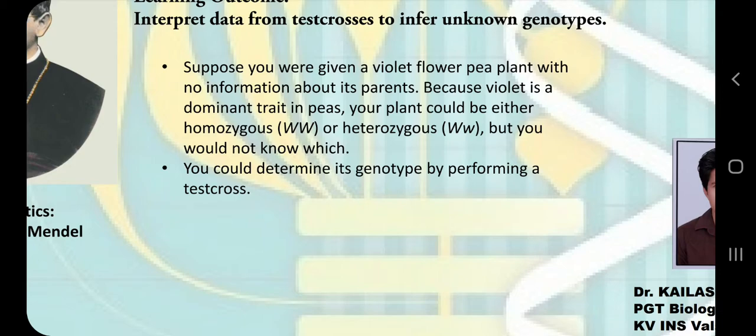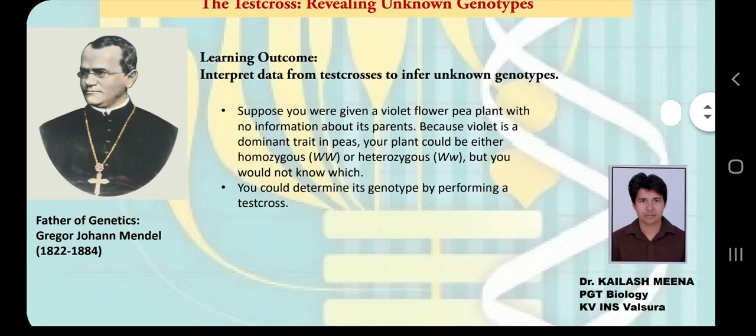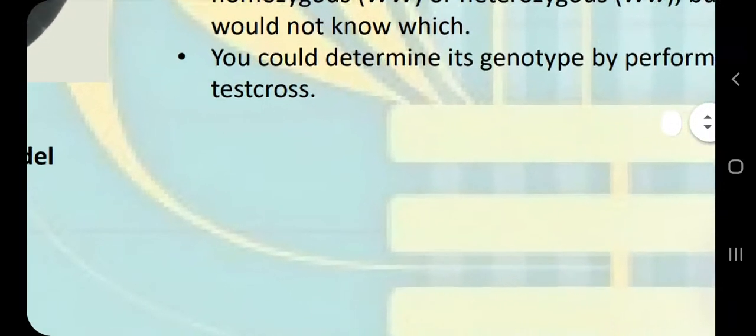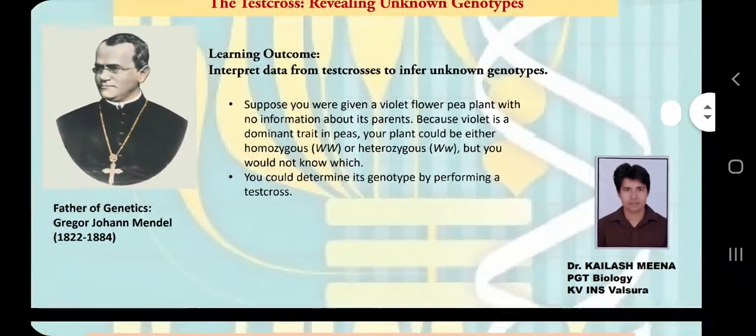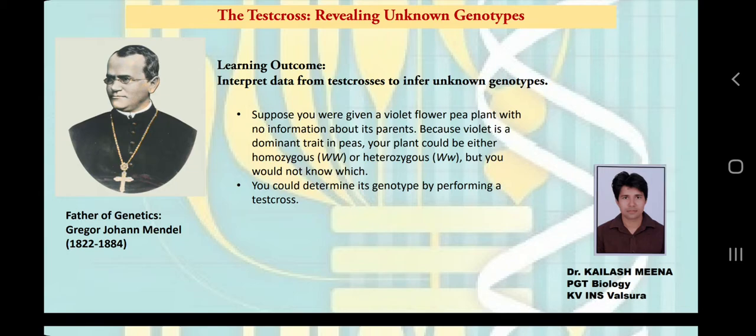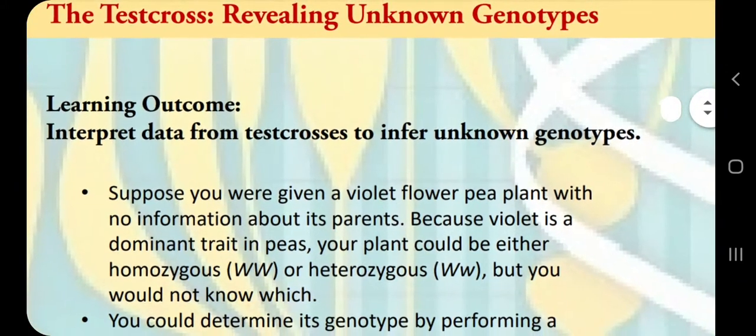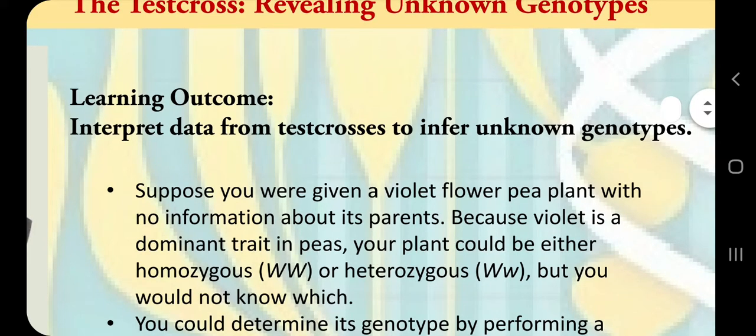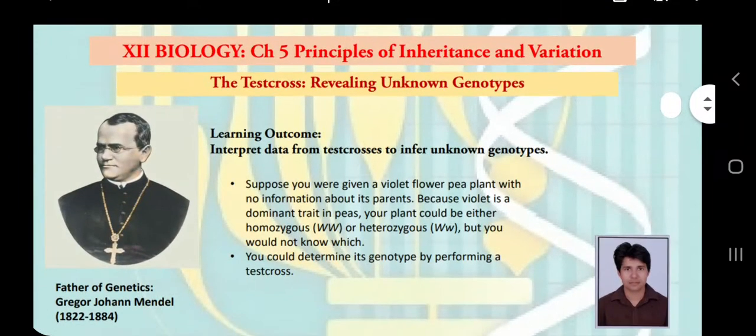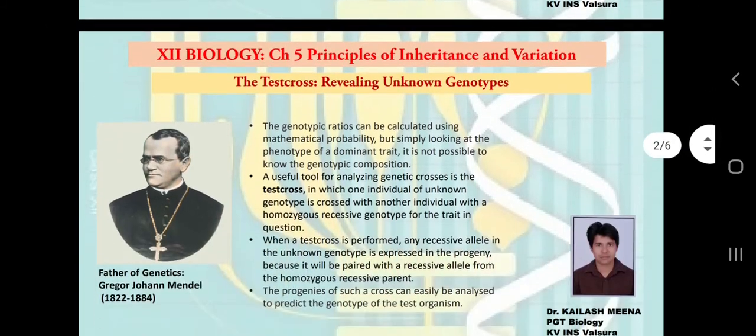Mendel did this for his crosses. He devised a powerful and very simple technique, which was called the test cross. By performing a test cross, we can know whether any organism, plant or animal, showing the dominant phenotype has a hybrid genotype or a pure genotype. The learning outcome of this video will be interpreting data from test crosses to infer unknown genotypes. So let's move to the next slide.